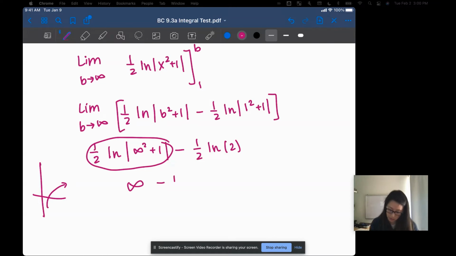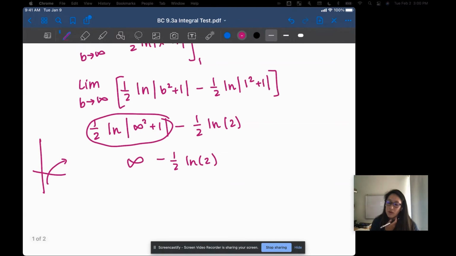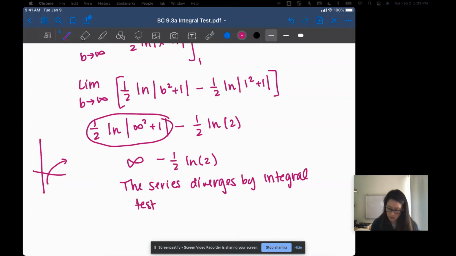Let me try to do that right. 1/2 ln of 2, which is just a number. But since one of our limits goes to infinity, the series diverges by the integral test because the integral from 1 to infinity of the function f of x, which was x over x squared plus 1 dx, diverges. So remember, if the integral diverges, then the limit diverges.